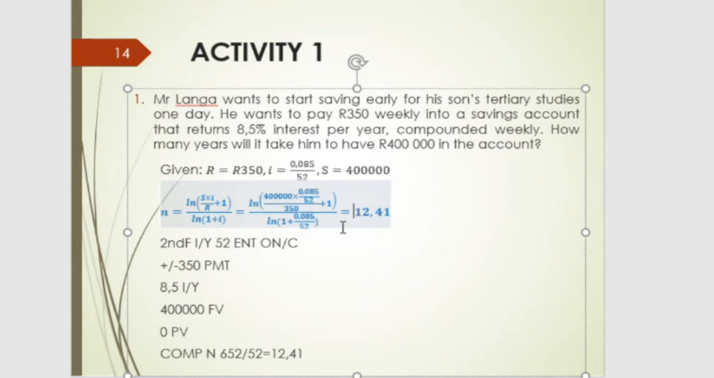We divide it by 52 because they said it's weekly, to get 12.41. That means it will take close to 12 years to do this. So they had better start saving maybe when that child is 5 years old, because from grade 1 to grade 12 it's already 12 years, so they had better start early. Again, we've used the financial calculator, and it confirmed the answer that we got.